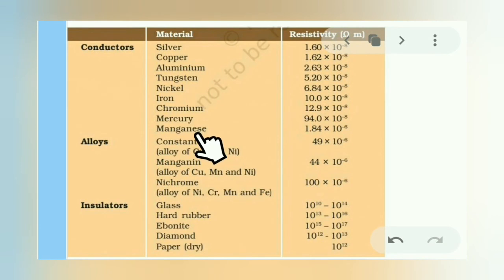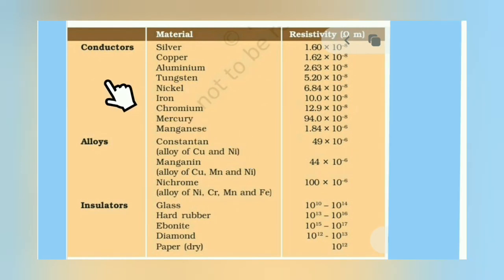This table shows the resistivity of conductors, alloys and insulators. You can see here that for alloys the range of resistivity comes in the power of 10 to the power minus 6, and for conductors it is 1.6 × 10 to the power minus 8 to 1.84 × 10 to the power minus 6, and insulators have a very high resistivity.